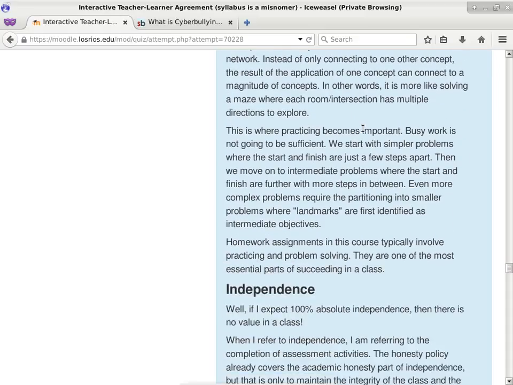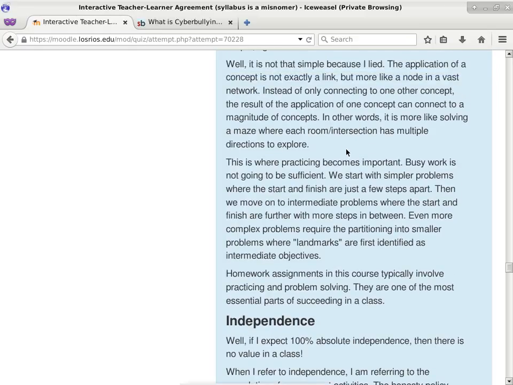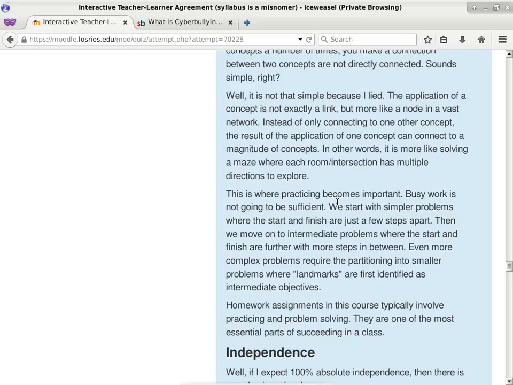So practice becomes important because how do you know how you can hook up these individual pieces? You have to practice. Busy work is not going to be sufficient. In this class, I don't do a whole lot of busy work, but there are a lot of homework assignments designed to let you exercise the individual concepts so that you can have a better understanding of those concepts.